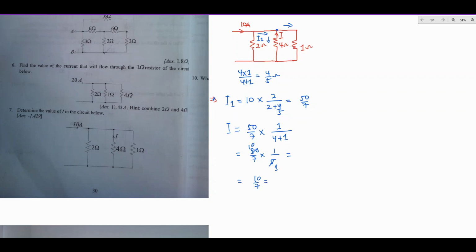10 on 7 will give us a value of 1.429 amperes. But because of the direction of I, we will have to negate it. So we're going to have I to be equal to minus 1.429 amperes. So let's go to the next question.